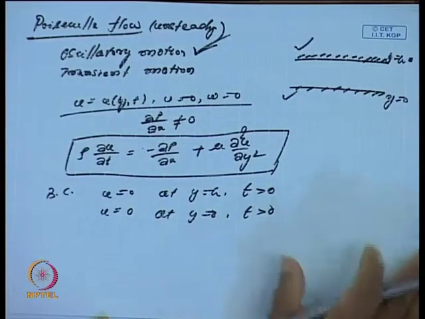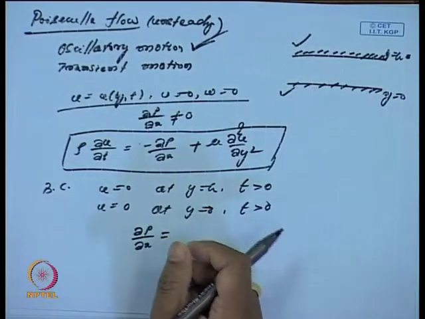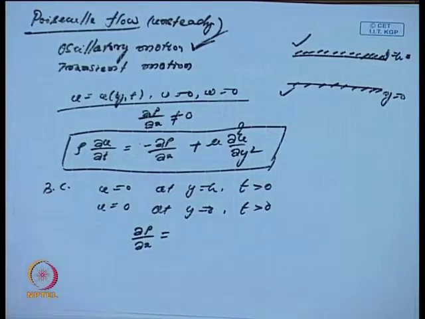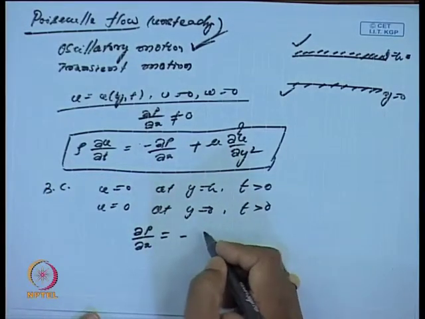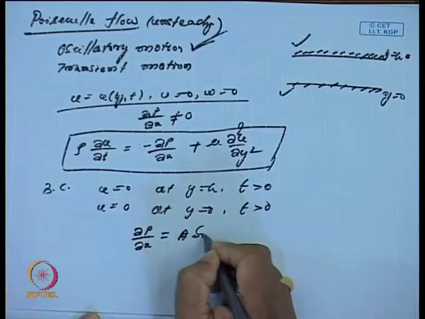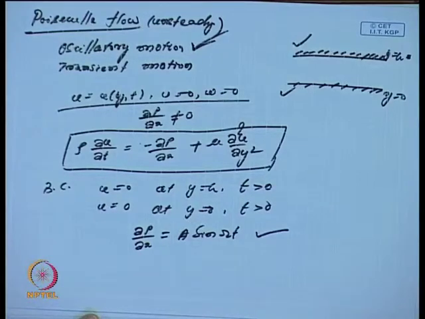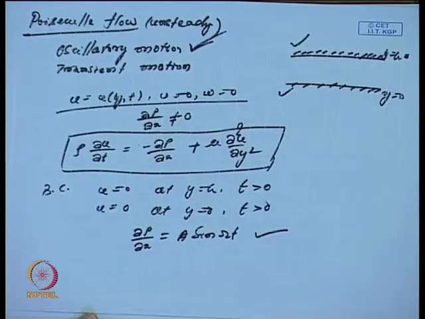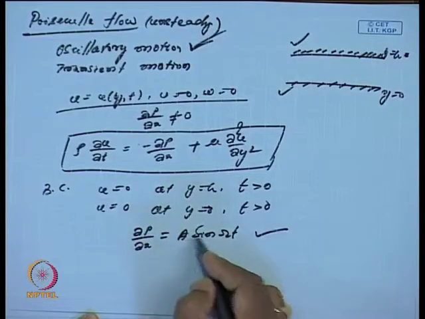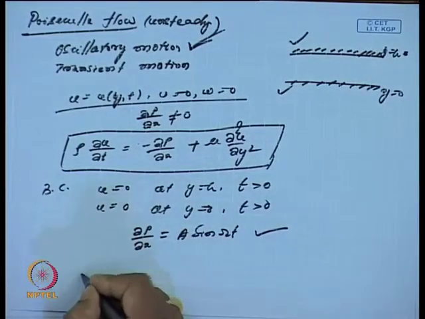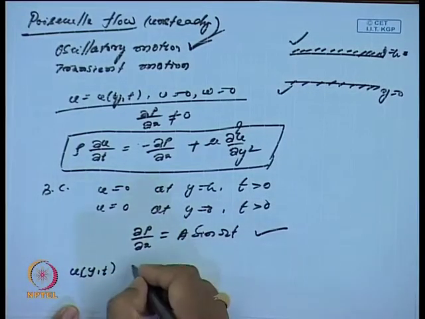Further, we assume that del p by del x is of this form: because there is a minus, I will assume minus del p by del x is equal to a sin omega t. I assume the pressure gradient is oscillatory in nature, which is non-zero. Then what will happen to the flow? If I substitute for del p by del x as a sin omega t, then I will get u of y and t, it can be obtained.